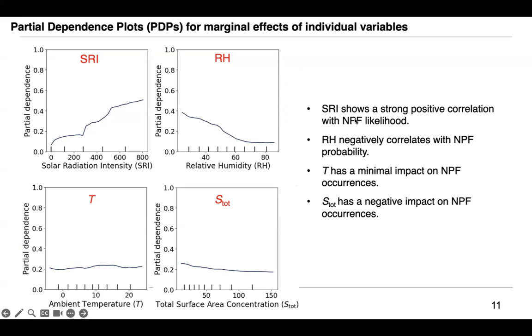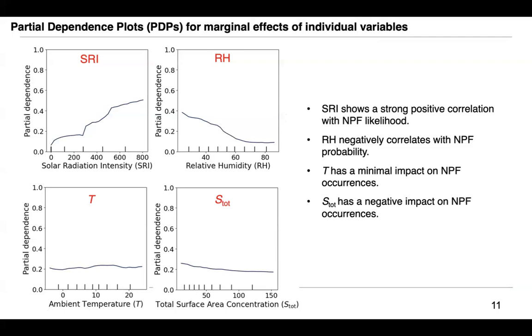And here, the solar radiation shows a strong positive correlation with new particle formation. This is due to strong sunlight leading to strong photochemical reactions, which generate some sulfuric acid or some low volatility vapor to facilitate new particle formation. And on the other hand, relative humidity negatively correlates with new particle formation. With higher moisture, there are larger condensation sink and coagulation sink.